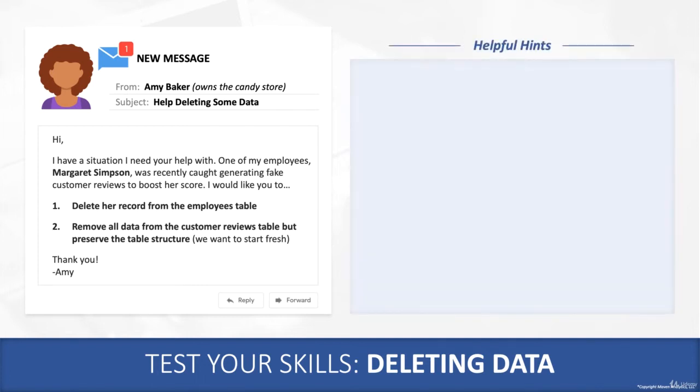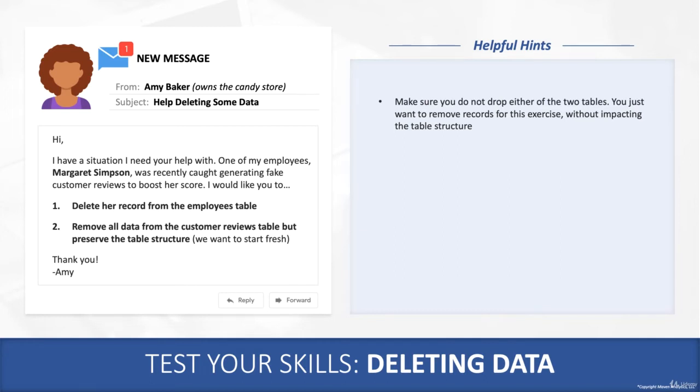records. Some helpful hints here. Make sure that you don't drop either of the tables. You just want to remove records. You don't want to impact table structure for this ask. And for the second part of Amy's ask, you should end up with a table containing just column headers, but no data records.